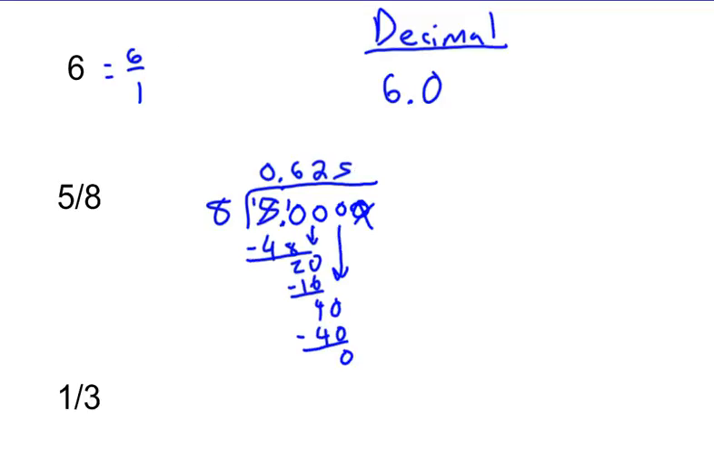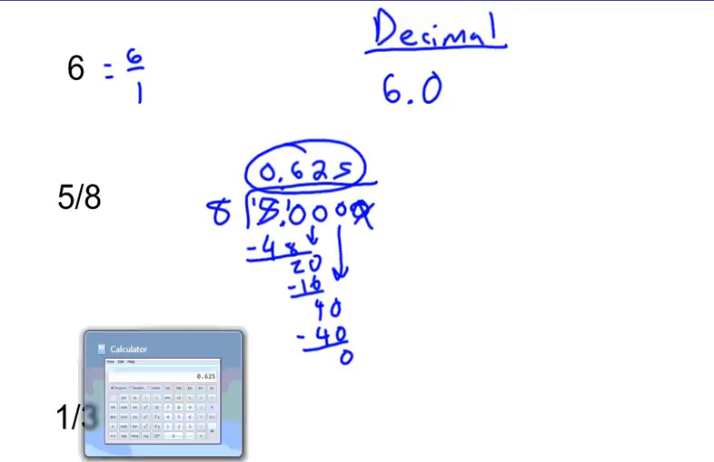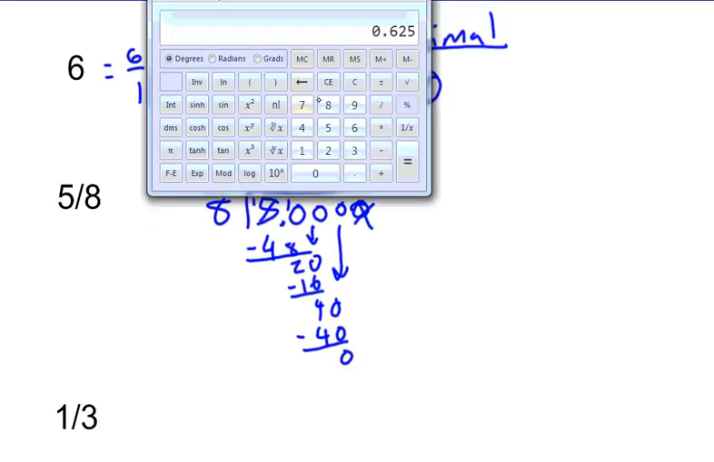So that is how you change a fraction to a decimal. Just divide it out. So you have 0.625. And I'll give you a little tip here, an easier way. Take a calculator, do 5 divided by 8. And I got 0.625. So there you go.